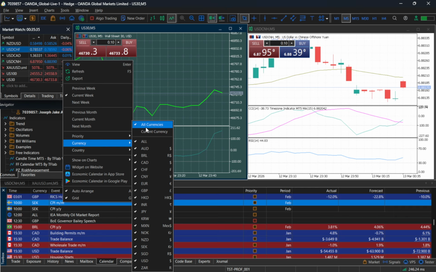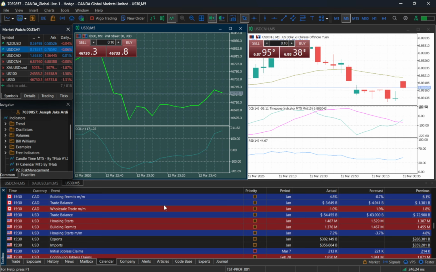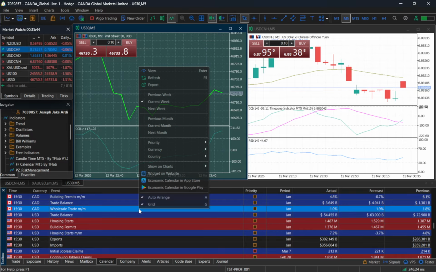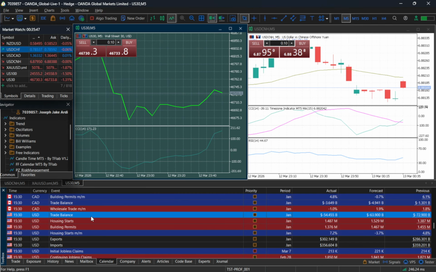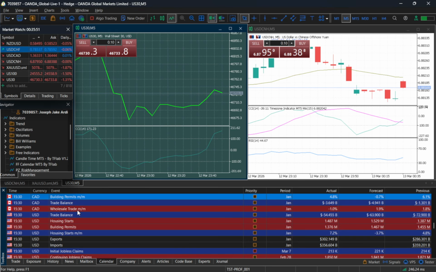Pay special attention to high-impact events, often highlighted in red. These include non-farm payrolls, CPI inflation releases, central bank interest rate decisions, and GDP reports. They can trigger sharp volatility and fast price moves. Around these times, spreads may widen and slippage can increase, so plan position sizes and risk accordingly, or consider waiting until conditions settle.